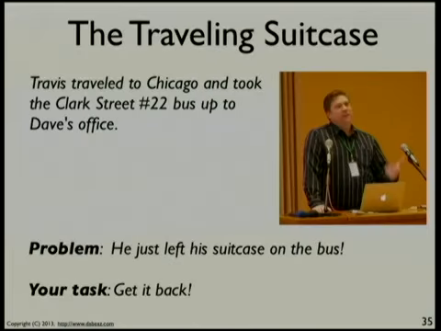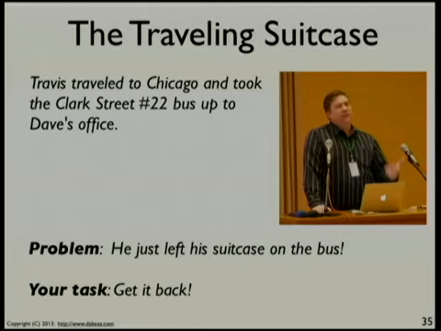But here's the problem. This is a Chicago-themed story. The guy in the picture there is Travis Oliphant, who is basically the creator of NumPy, a very popular library in Python. He came to visit me in Chicago about a year ago, took the bus up to my office, got off the bus and left his suitcase on the bus. Now, leaving your suitcase on a Chicago city bus and having it drive away, you basically just assume that it's gone. Forget about it. You're never going to see that again. So he left it on the bus.